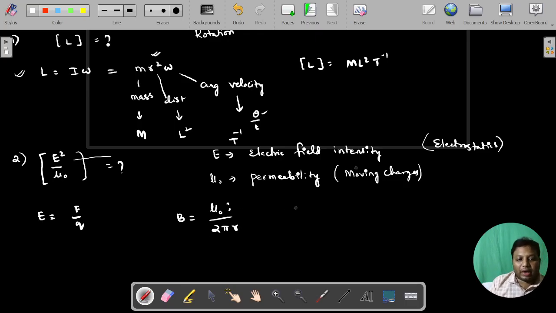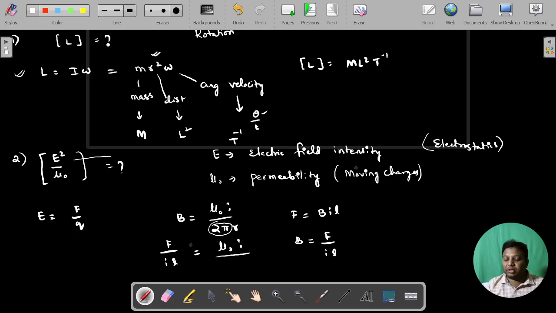And there is one more formula. Force can be written as BIL. From this we can write B as F by IL. I will be using that here. F by IL equal to mu naught I by 2 pi r. See, 2 pi is a constant. It doesn't have any dimensions or units, so you can omit that one. I will simply write r here.